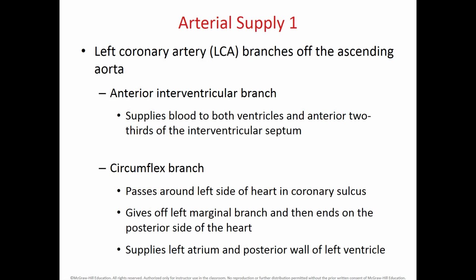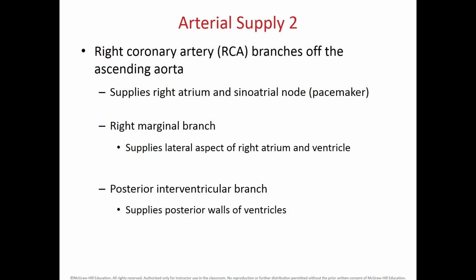So the LCA gives several branches: anterior interventricular branch, as I already talked to you about, and the circumflex branch, and then they provide blood supply into different regions. The anterior interventricular branch or descending artery, which is the other name, anterior descending, provides blood supply to both ventricles and to the two anterior thirds of the interventricular septum. The circumflex is going to supply blood into the left atrium and the posterior wall of the left ventricle.